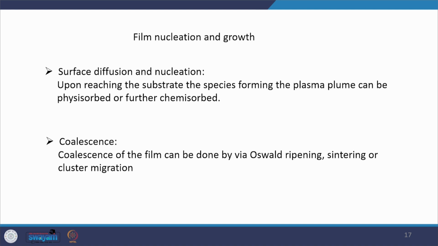So, upon reaching the substrate, these species which form the plasma can physisorb or chemisorb, and then the coalescence of the thin film will take place via Ostwald ripening or maybe sintering or cluster migration. One has to further sinter, or maybe annealing can also be done, so that these materials can have enough energy to diffuse onto the substrate, and it can form a good quality thin film.